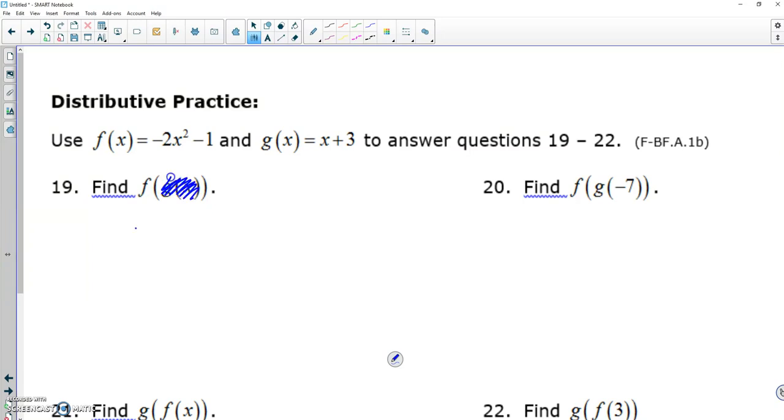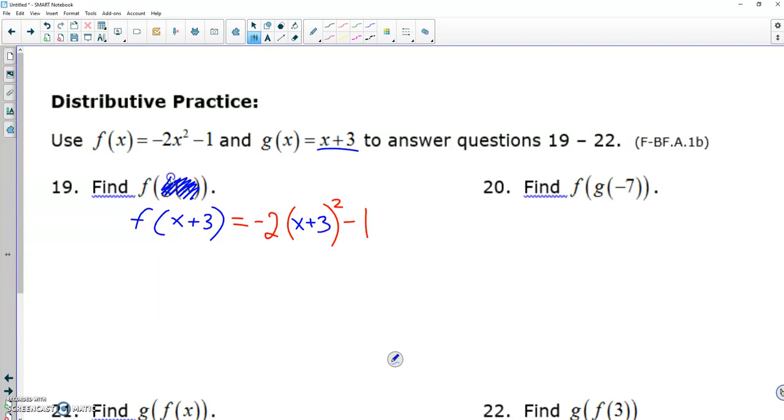So what I do is I write f, and I figure out what g of x was equal to. It says over here it was equal to x plus 3. So now for me, that's a lot easier to comprehend. It's saying put x plus 3 into the f problem every single spot you see an x. So we've got -2, parentheses, squared, minus 1, and we're going to stick in x plus 3.